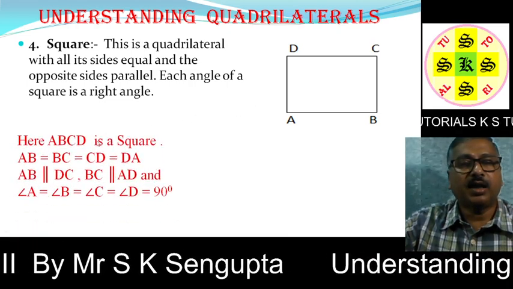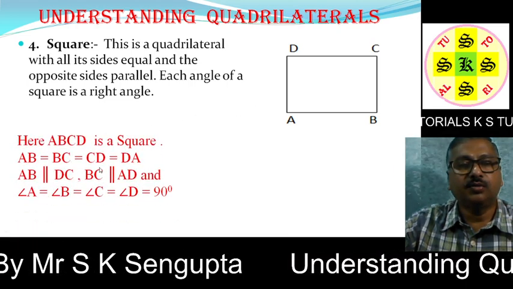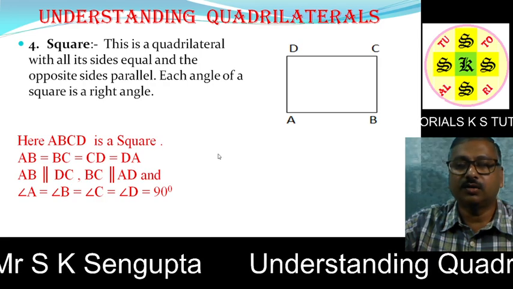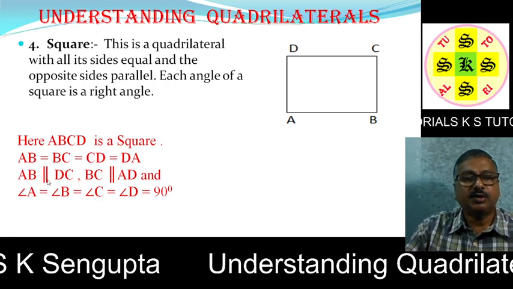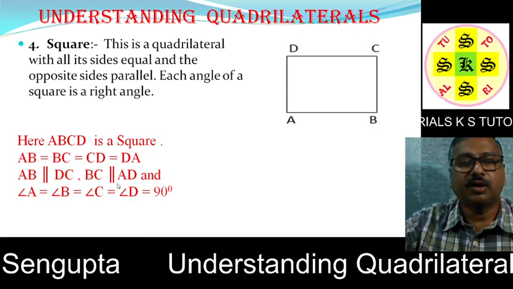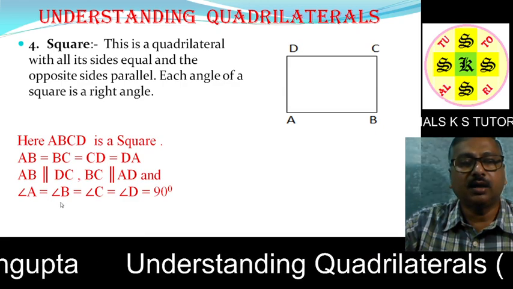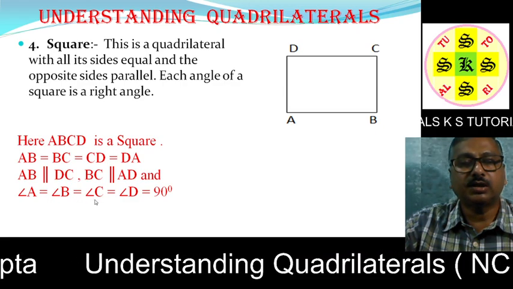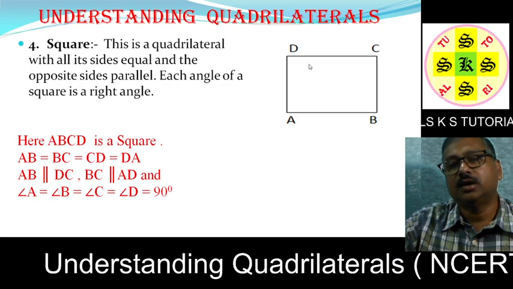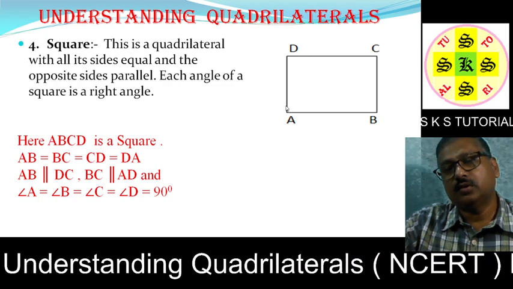So now here ABCD is a square. So AB equal to BC equal to CD equal to DA. All sides equal, as well as AB is parallel to DC, BC is parallel to AD, and angle A equal to angle B equal to angle C equal to angle D, 90 degrees. All sides equal, all angles equal.